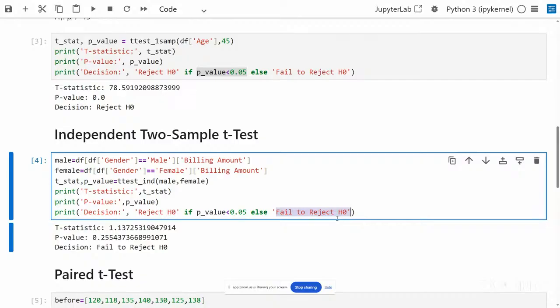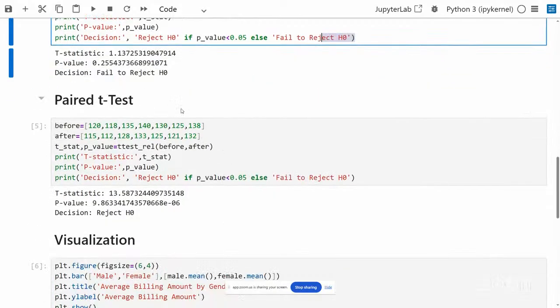The assumption which we have assumed, either this will be true or false. Fail to reject means true. The assumption which we have considered is true. We are not able to reject H0, so we have to adopt it.